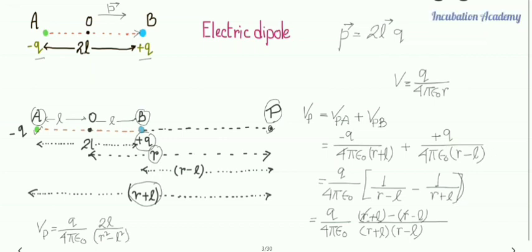Here the vector P equals 2L vector times q, or P equals 2Lq. If I write the magnitude, the scalar form of this equation, it is q multiplied by 2L. This q times 2L becomes P, so it becomes P divided by 4 pi epsilon naught times r squared minus L squared. So this is the potential at the point P due to this electric dipole AB at any point on the axis.